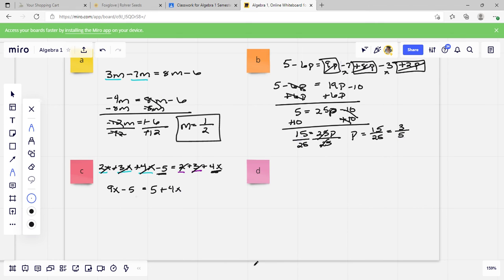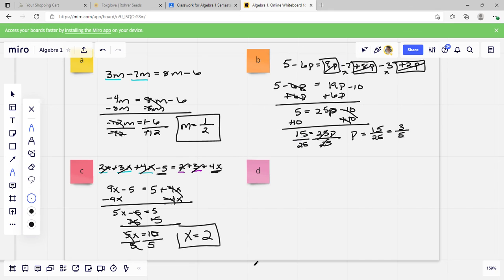All right, now I got to get my x's on the same side, so I'm going to do minus 4x. Those cancel, and I'm going to get 5x minus 5 equals 5. Now I have to get rid of this minus 5, so I'm going to do plus 5. And I get 5x equals 10. Now my last step is divide by 5. And 10 divided by 5 is 2. So x equals 2 on that one. We can box this answer so you guys can see it easier.